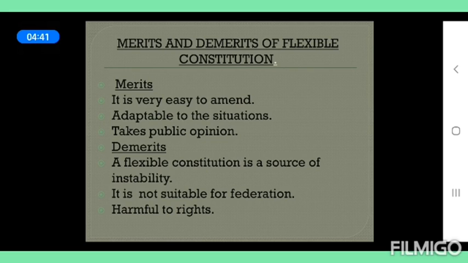Okay, as it is sometimes harmful to the rights. A flexible constitution sometimes is harmful to the rights, because the rights guaranteed to the people are not enshrined in the constitution in a written format. So it can be harmful to the rights of the people in the society. Okay, so this is another demerit of a flexible constitution.